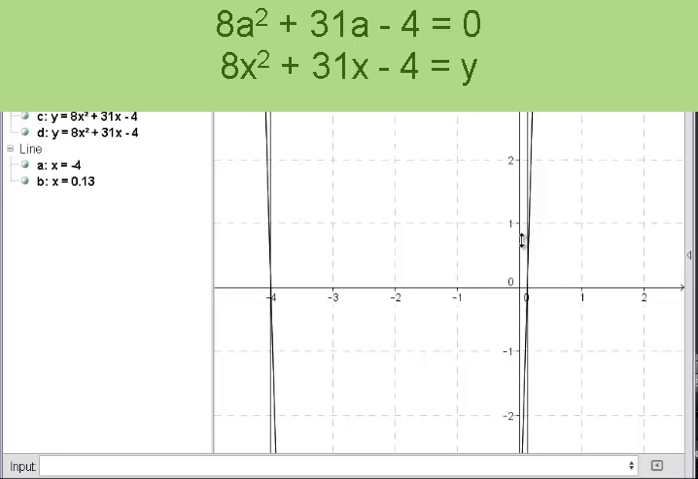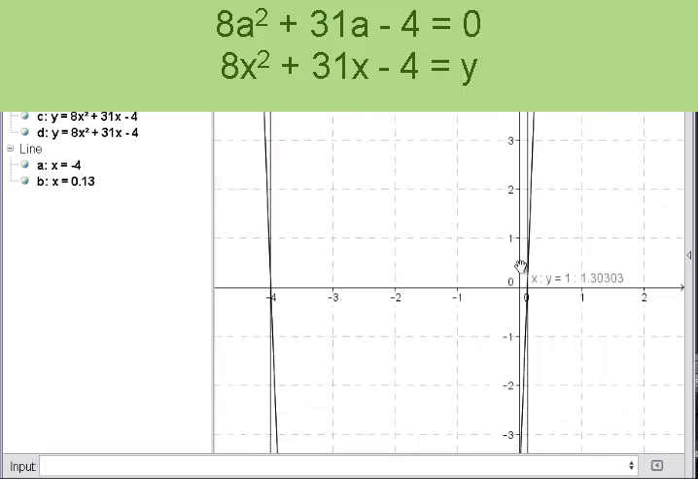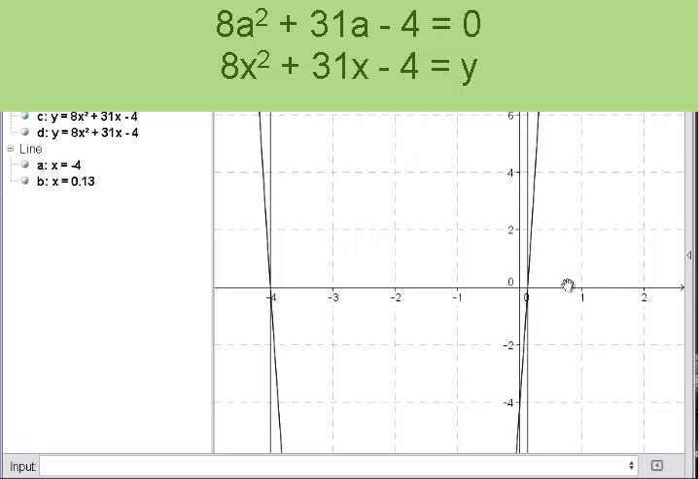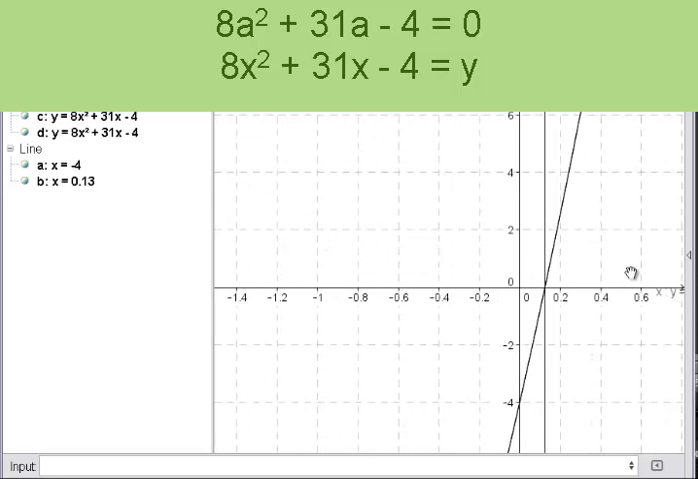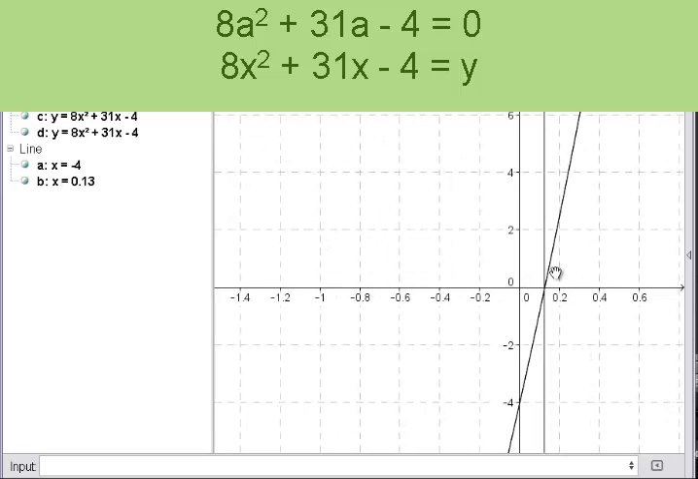You can accomplish this using GeoGebra as well. Just remember that you must change that 0 to a y. In this case, y equals 8a squared plus 31a minus 4, and we need to change the a's to x's. Here I've graphed it, and you will see that the x-intercepts are exactly where we found them.